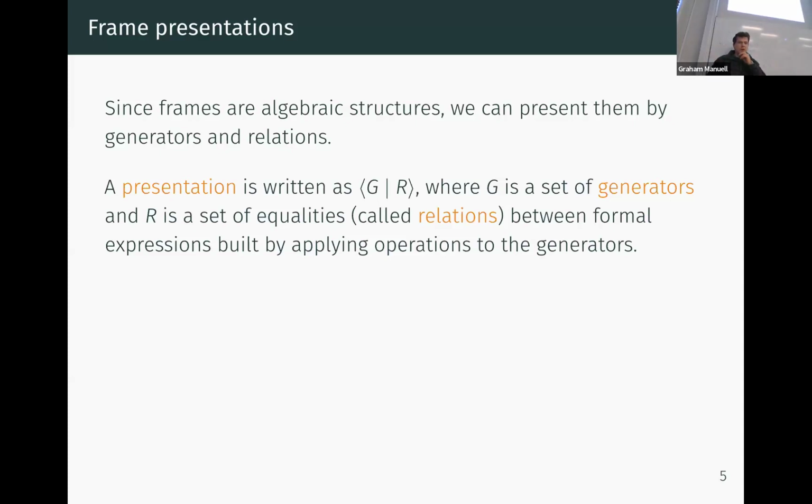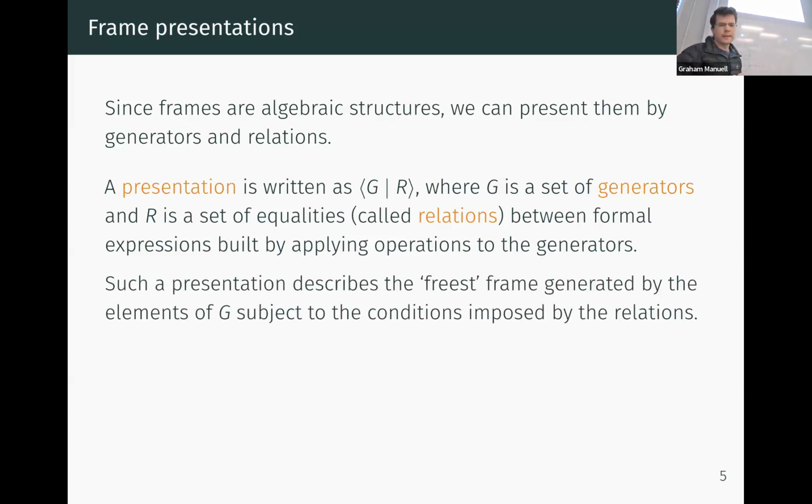So just to tell you what a presentation is, we write it in this way with these angle brackets. Here G we say is a set of generators. So G is just some set, but we call it the set of generators. And then R is a set of equalities between formal expressions built out of G. And we call this a set of relations. I'll give some examples soon. But the idea is that this will give us the freest possible frame generated by G, subject to the conditions that the relations impose.